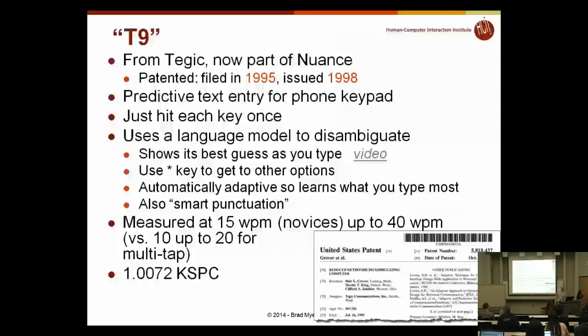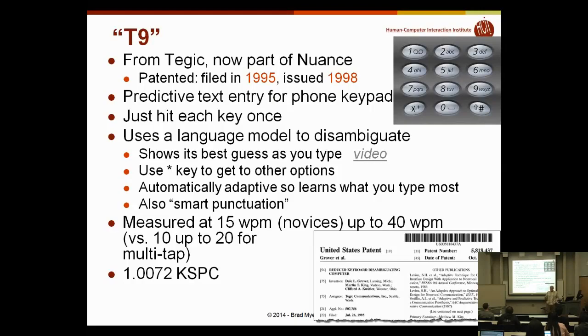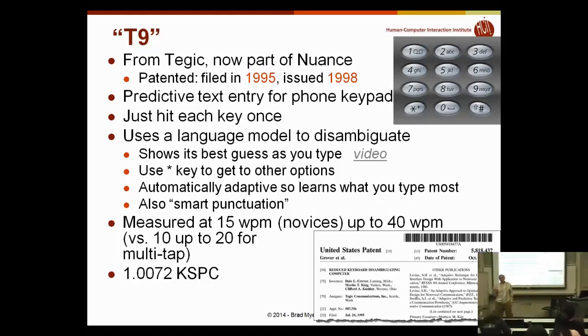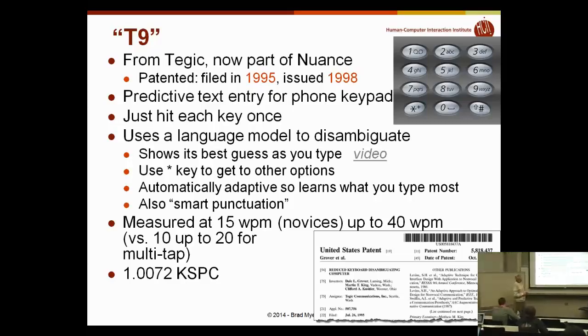So the next thing to come along is T9, and it's called T9 because it uses all 9 of the keys. This is from a company called TGIC, which eventually was bought by a company called Nuance. Nuance is kind of the big name in alternative entry these days. They also own a speech recognition mechanism, and they own the swipe character thing that some people have on their Android phones. So Nuance is a big player now.